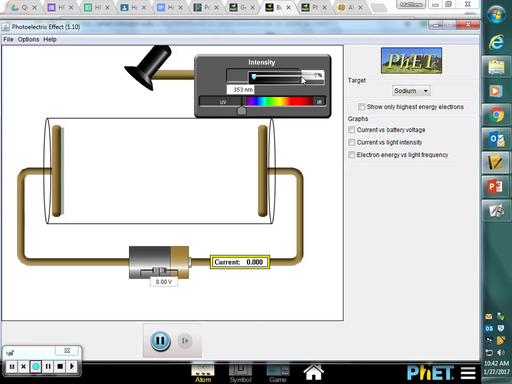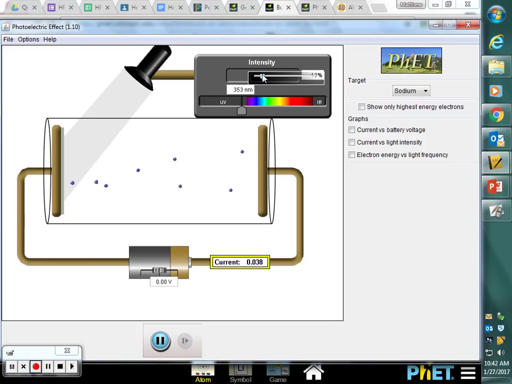And right now, even though it's kind of jumbled up, the intensity of this ultraviolet light is 0%. The light is not on. But if I turn the light on, even just a little bit, just by shining light on this piece of metal, things start to move.